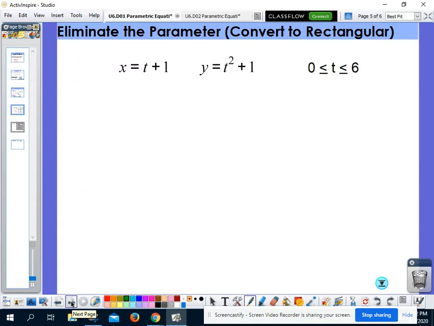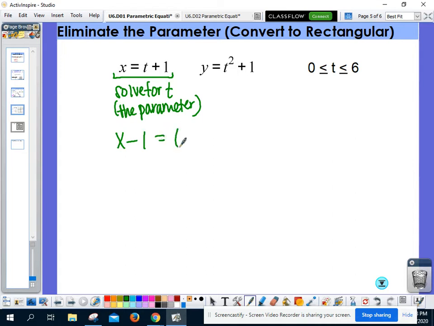Our second example asks us to eliminate the parameter, so we're converting to a rectangular equation. The first thing that we want to do is take this x equals equation and solve for t. We want to solve for the parameter in this case. When I do that, I get x minus 1 is equal to t. Our parameter, time, t, is what we're trying to eliminate.